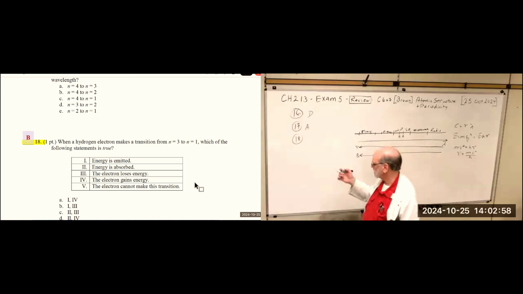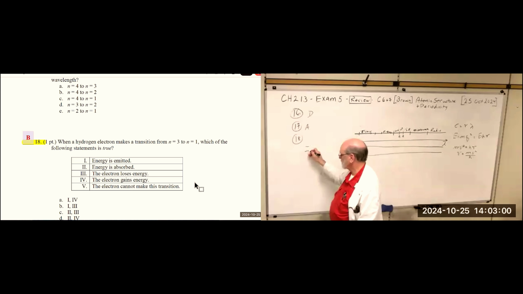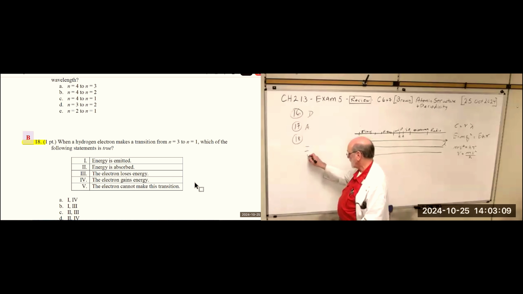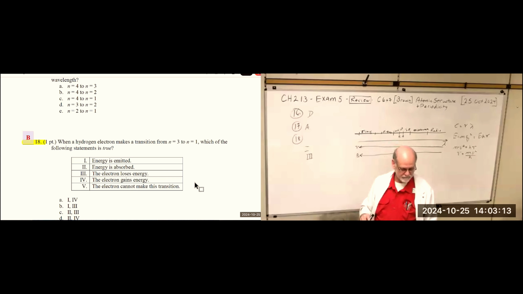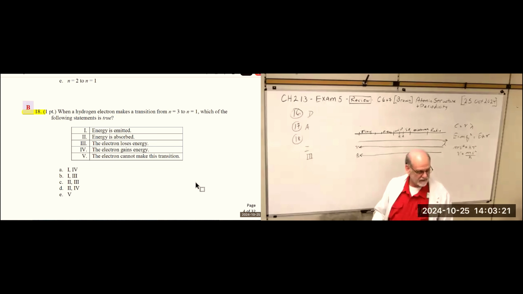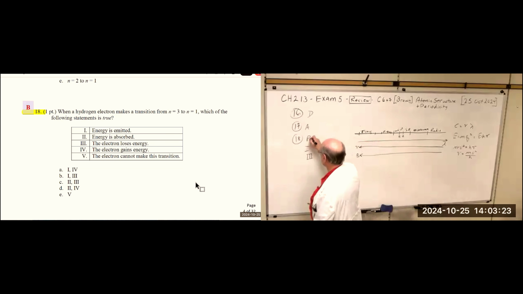Yeah, 1's a good answer. It emits radiation. 1 and 2 can't be there at the same time. The electron loses energy. Yeah. It loses energy by giving it up to a photon of light. And then the electron cannot make this transition. Well, that's a dumb answer. So 1 and 3, B, would be our best answer for this one.